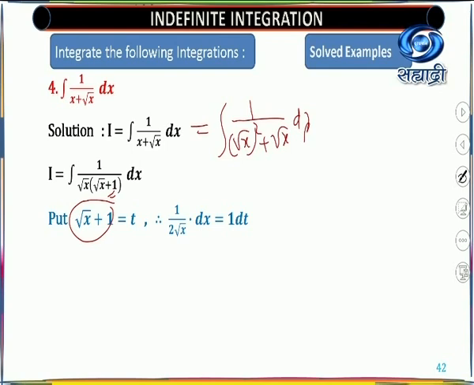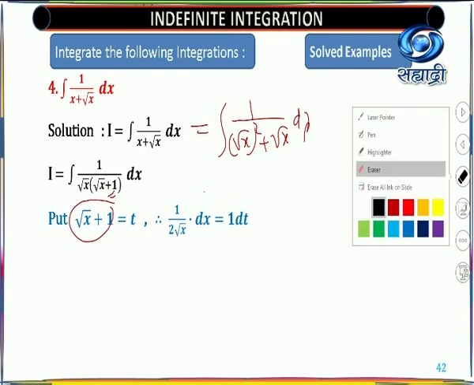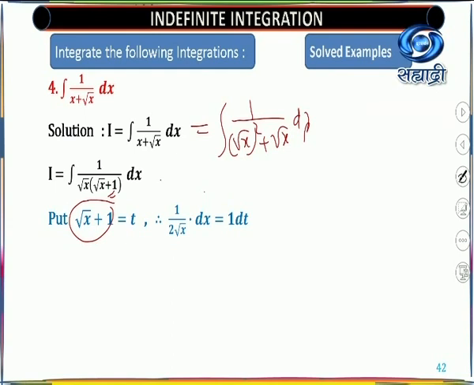Root x plus 1 equal to t. If you differentiate, you will get 1 upon 2 root x dx equal to 1 dt. What way will you write this? This you are able to write as 1 upon root x, or another way, look at here. I will use another method to write this function so that it will be easy to understand. Here you are able to write as integration of 1 upon root x plus 1 into 1 upon root x dx.